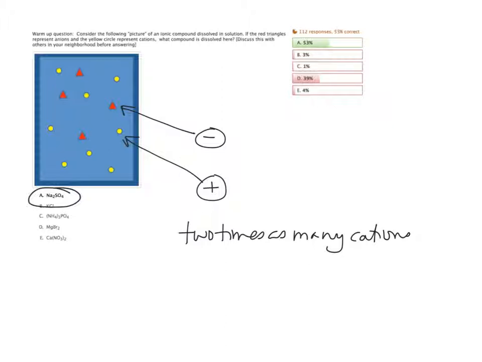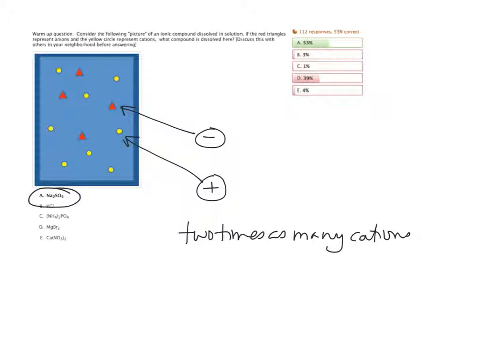Interestingly, to me, choice D is what you would get if you read this backwards and said, oh, I've got the red triangles are cations and the yellow circles are anions, then I would need twice as many anions as cations, and that's what I have in D. What's interesting to me is you also have that same scenario in E, where you have twice as many anions as cations. But a lot fewer people chose E than D.